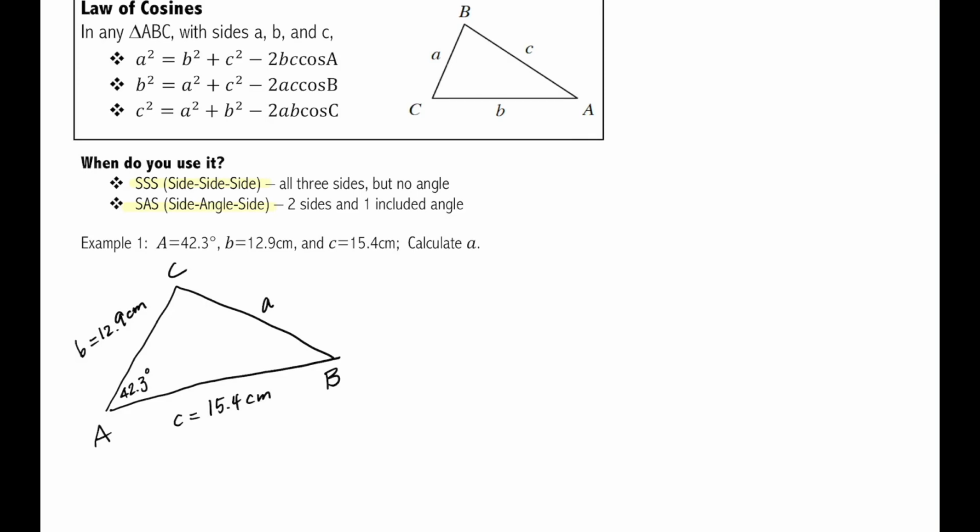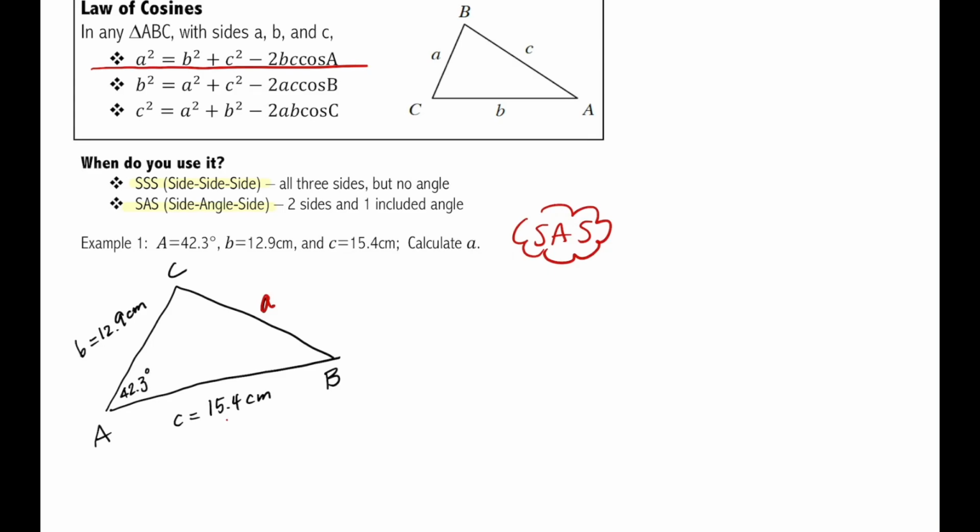And once you have drawn your diagram, take a look and see what kind of information you have. Looks like we're given a side and another side with the included angle. So this is going to be an example of the side, angle, side case. Since you're solving for the missing side a, I would use the equation listed at the top here. And that's how you choose your equation.